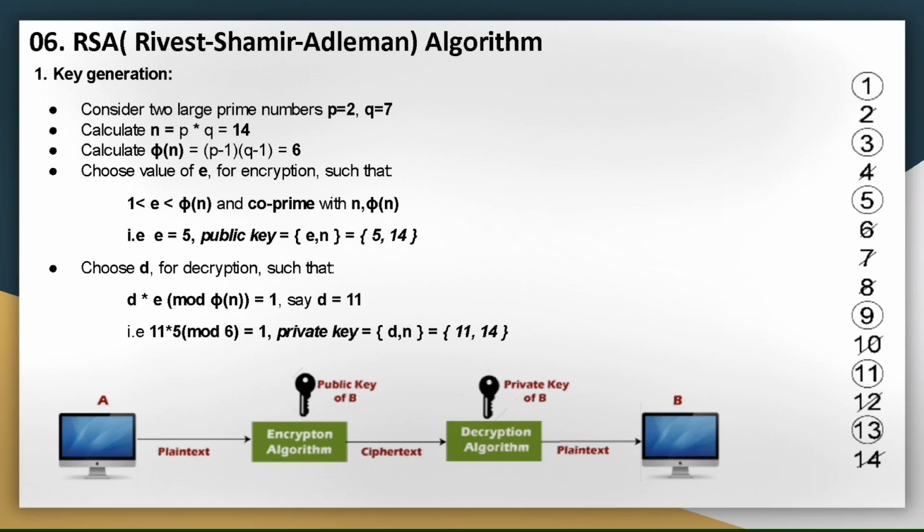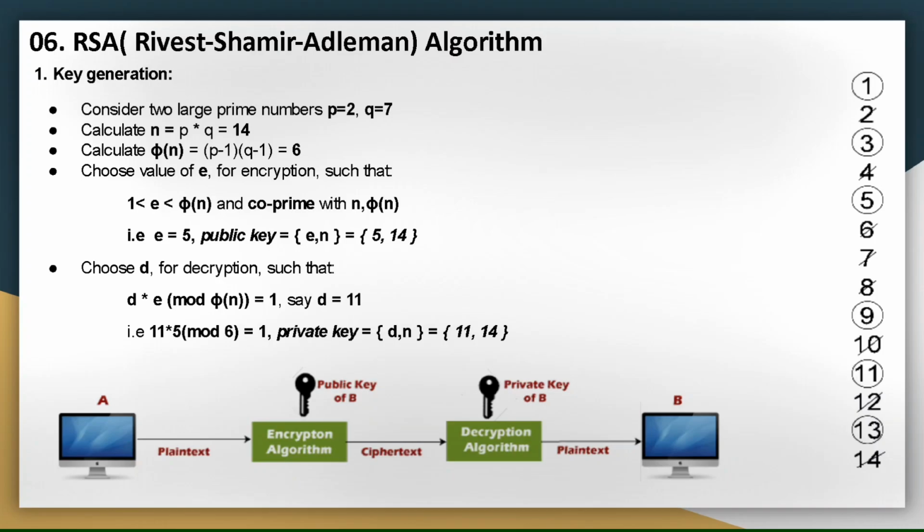So to generate a key pair in RSA, we have the public key, which is E comma n. In the public key, we have E as 5 and n as 14. So for this we get our public key, E comma n, as 5 comma 14.